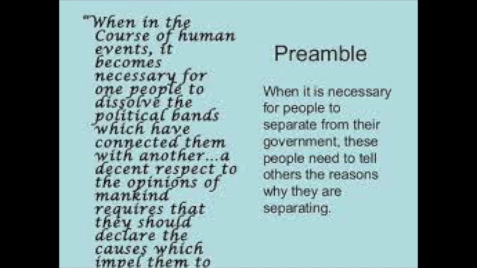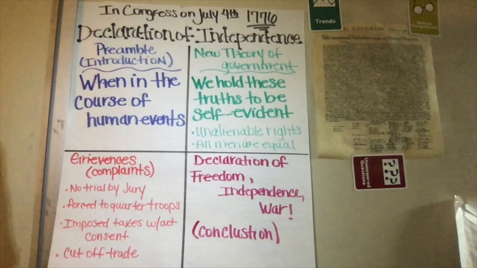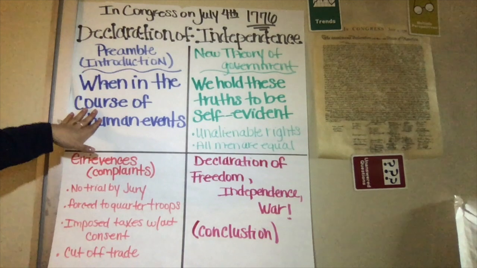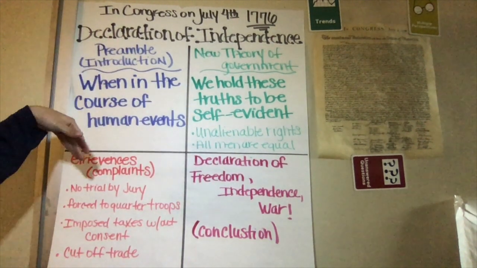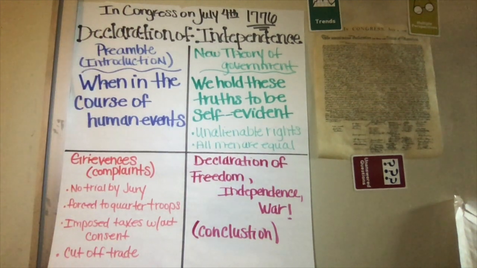What are we saying in the introduction? We're basically telling the king, you know what? Things are not working out. We're going to have to break up. And it's necessary for us to dissolve our relationship. In the preamble, they also mention what they're going to talk about in the Declaration of Independence. So it's basically giving him a who, what, where, when, why as to why we're breaking up with you.